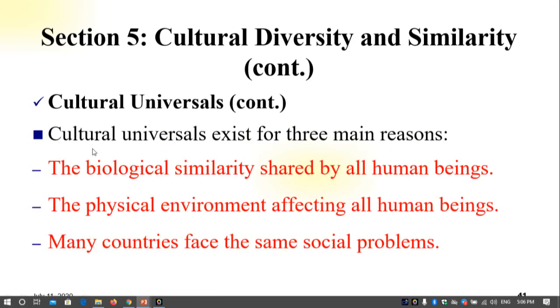Cultural universals exist for three main reasons. The first one is the biological similarity shared by human beings. The second is the physical environment affecting all human beings. And the last one is that many countries face the same social problems.